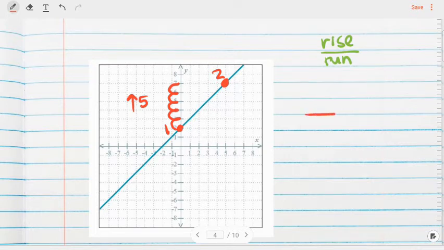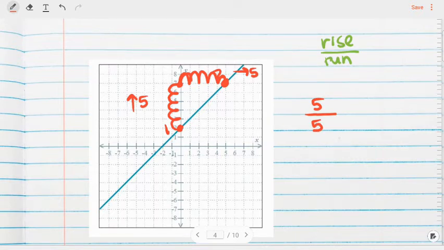So on my fraction, I would put a positive 5 in the numerator. What is my run? Okay, run is how much it changed horizontally. So continuing on from where I left off, I ran 1, 2, 3, 4, 5. I went to the right 5. So my run is 5.